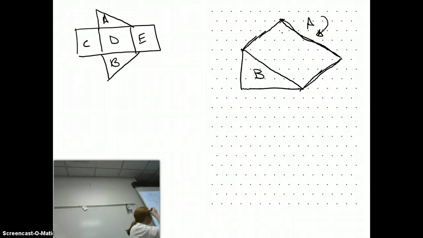Now here's the question. That slant on the ramp, what label does it get? Which side is that? That's going to be E. C's in the back, D is the bottom. C is this side over here. D is the bottom of the figure. And that makes this side E.